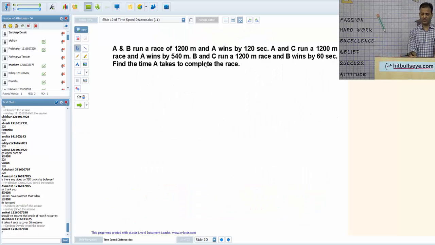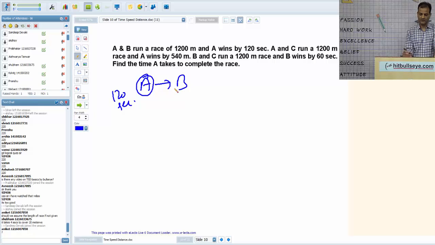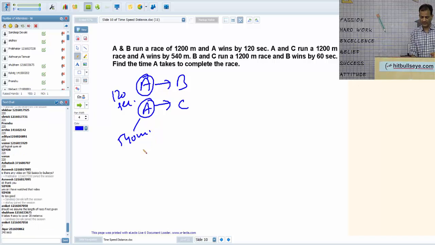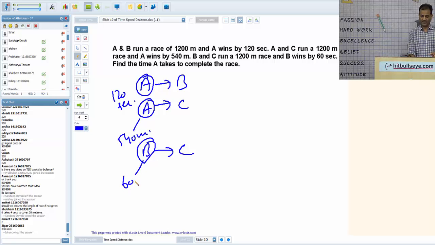A and B run a race of 1200 meter. A wins by 120. Who is winning? A. A is winning by 120 seconds. It is the time given from B. Then A and C run a race, and A wins by 540 meter. Here 540 meter is given. B and C run a race of 1200 meter and B wins by 60 seconds. Here B and C are running the race and B is winning by 60 seconds.